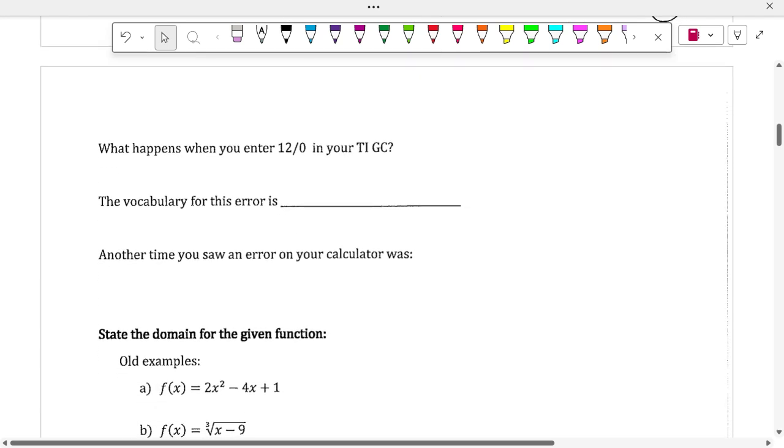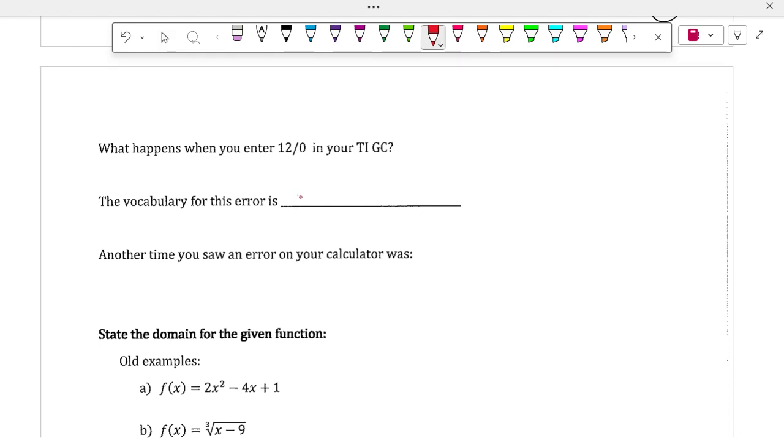Do me a favor. If you have a calculator in front of you, do 12 divided by 0 and tell me what the error type is. What does it say? Error, divided by 0. My watch just says divide by 0 error. It says syntax. Sometimes it'll say divide by 0, sometimes it'll say syntax.